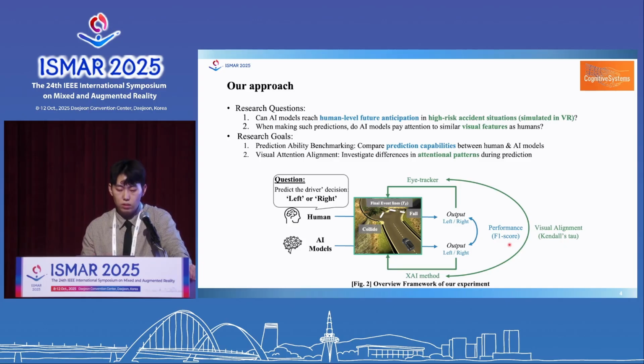And beyond this performance, we want to find their visual attention differences. While doing the predictions, we can use eye tracking to extract human visual features. And for models, we can use explainable AI methods to see where the AI focuses. Using these visual attentions, we compare them with statistical tests. This process tells us whether there are differences in attentional patterns during predictions.